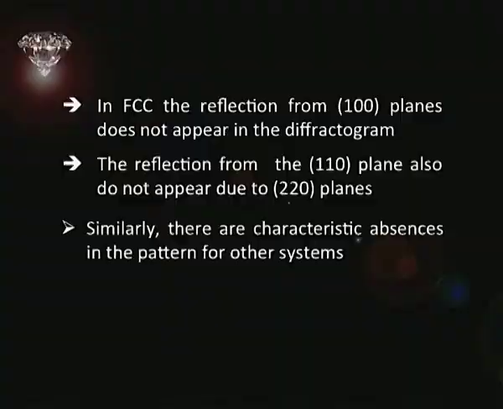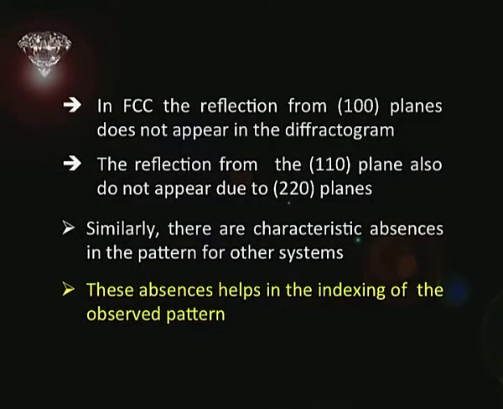Now, similarly, if I take different types of crystal systems, I will find that there will be certain characteristic absences, and these absences are very, very important for us, because they are the ones which give us an indication about the nature of the lattice I am dealing with. So, these actually help us in indexing the pattern to find out the type of unit cell we have in the system.